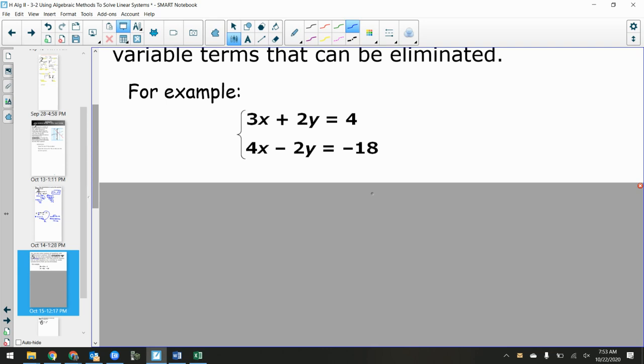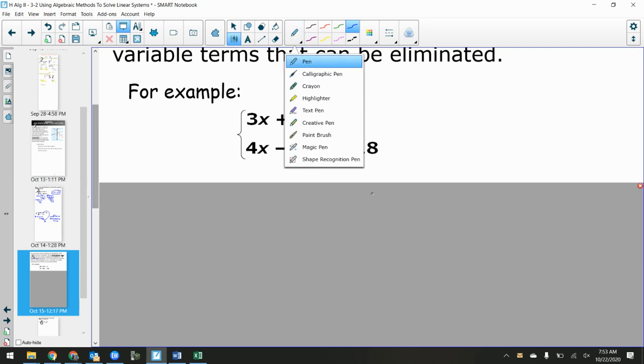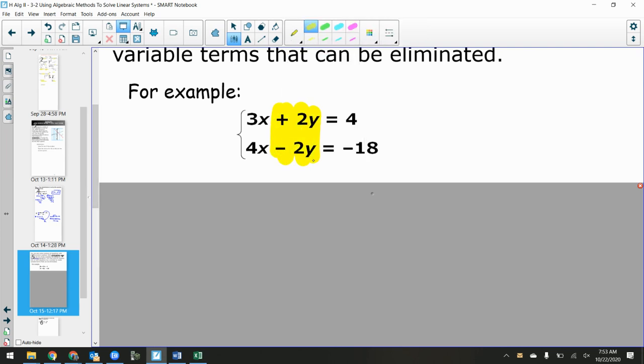This is already set up for elimination. I don't need to multiply anything. And I know because of this right here. Everybody see that? Not only is it the same value, 2y, but one's positive and one's negative. That's a perfect scenario. Okay, one's positive and one's negative. And they are the same value.